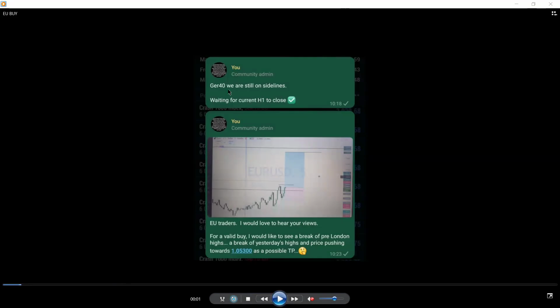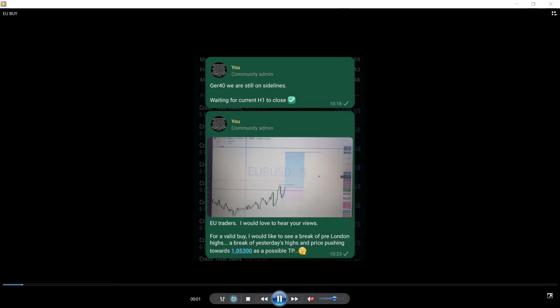You can see we were looking at German 40. We usually trade German 40, but we didn't have anything clear today, so we were waiting for the H1 to close. For EU, I was asking because in our community, there are people who specifically trade EU, so I wanted to hear their views, if anybody had the same view as I did. For a valid buy, I would like to see a break of pre-London highs, a break of yesterday's highs, and price pushing towards 1.05300 as a possible TP. This was 23 minutes after the London session opened.